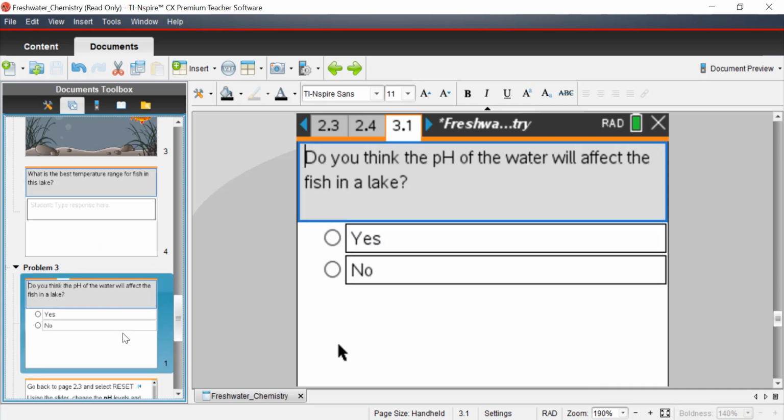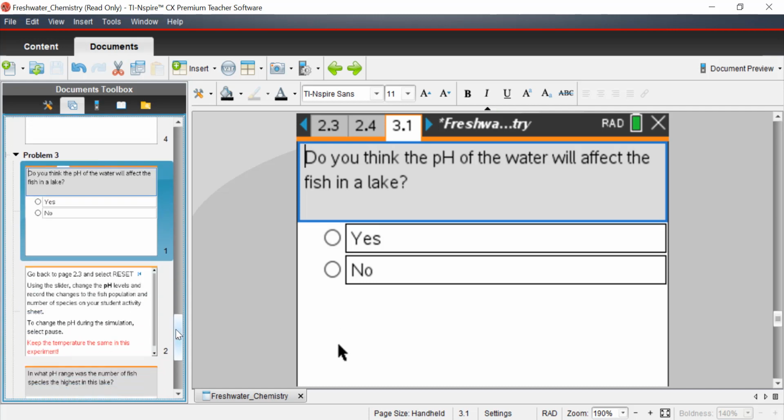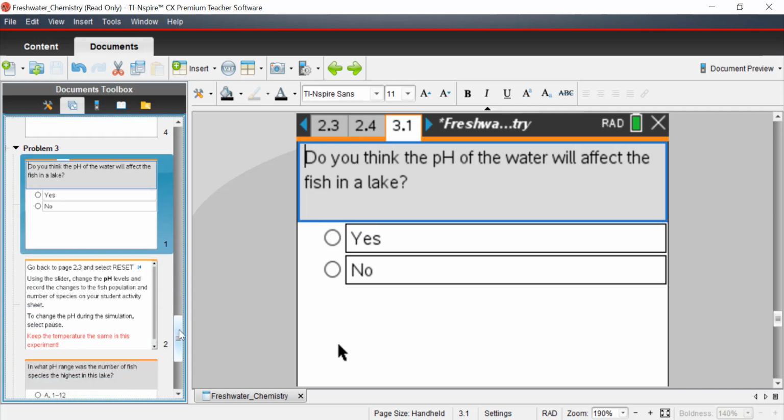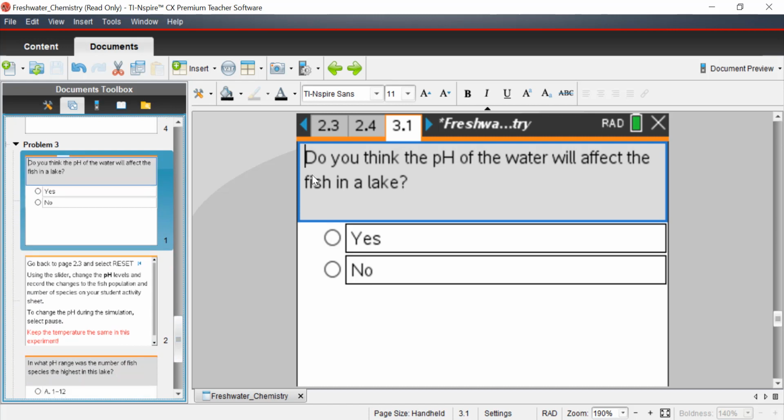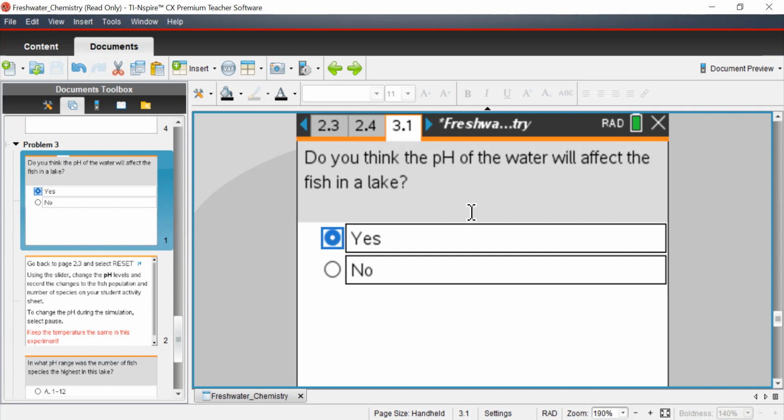Do you think the pH of the water will affect the fish in a lake? Well, I probably wouldn't be asking you if it didn't. And so, yeah, definitely the pH is going to affect things.